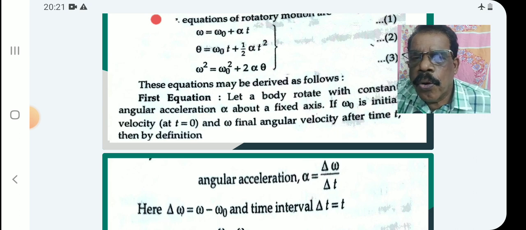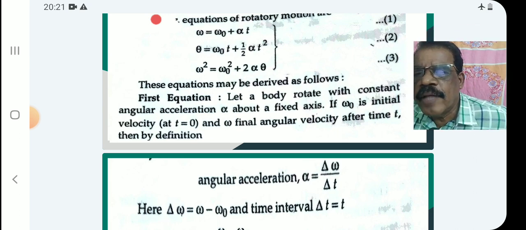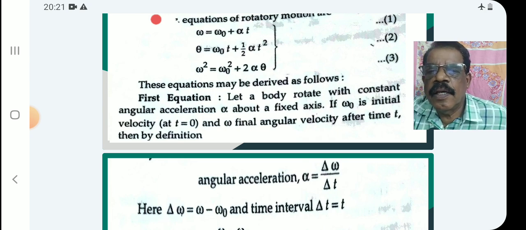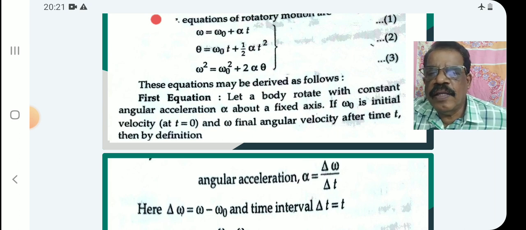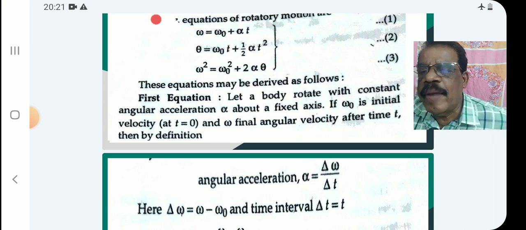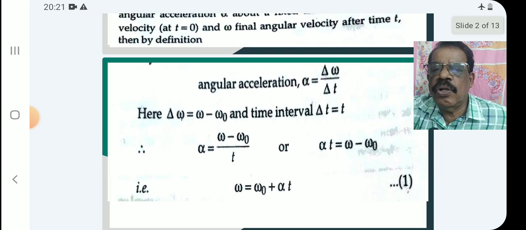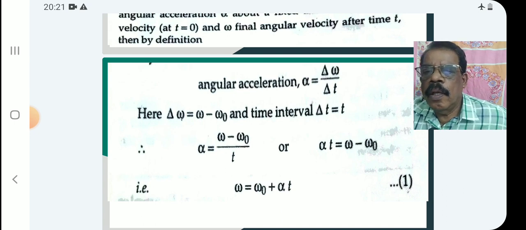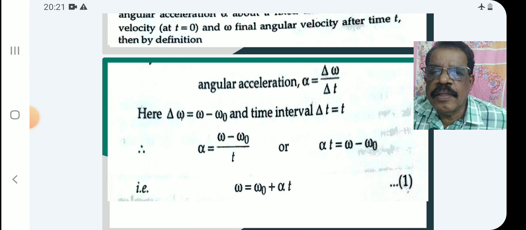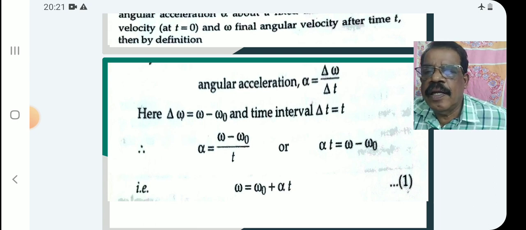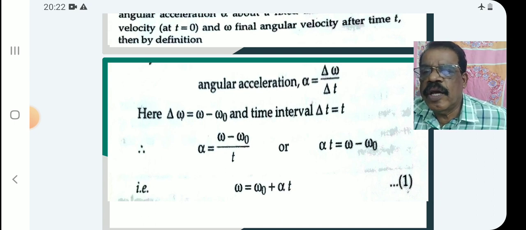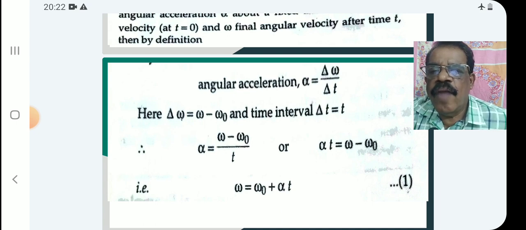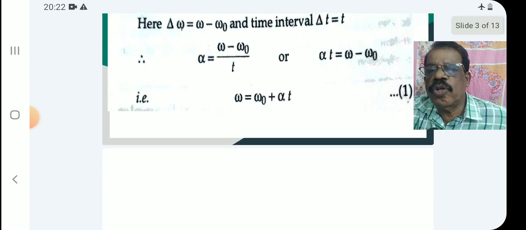Let a body rotate with constant angular acceleration alpha about a fixed axis. If omega 0 is the initial angular velocity at t is equal to 0 and omega is the final angular velocity after a time t seconds, by definition, angular acceleration alpha is delta omega by delta t, d omega by dt. Like acceleration is dv by dt, angular acceleration alpha is delta omega by delta t. Here delta omega is omega minus omega 0, change in angular velocity, and time interval delta t is t. So alpha is omega minus omega 0 by t, cross multiply, alpha t is omega minus omega 0, we get omega is omega 0 plus alpha t.